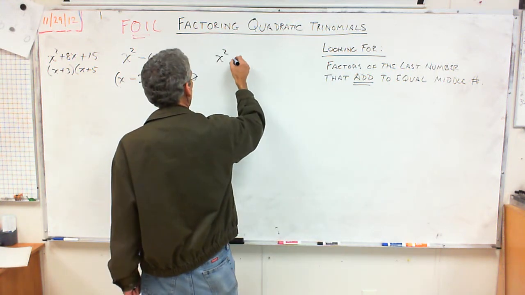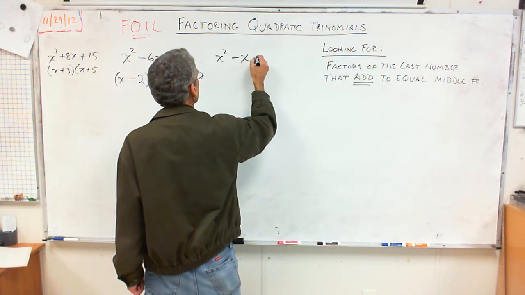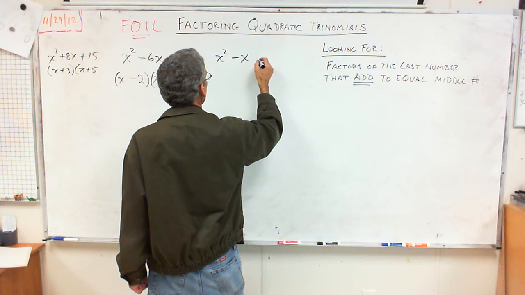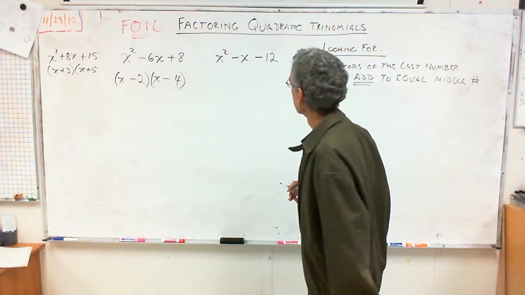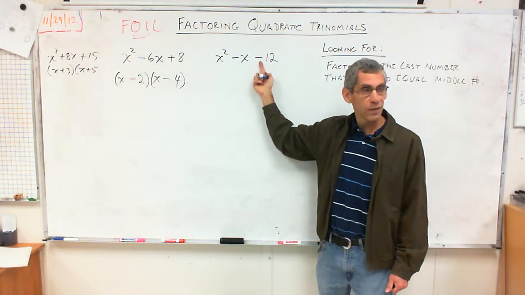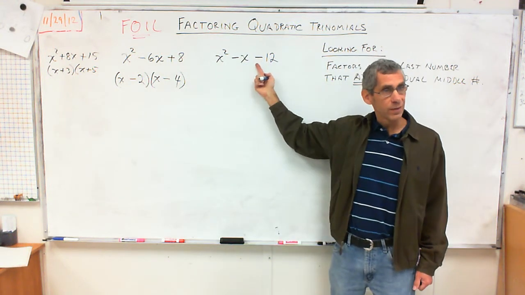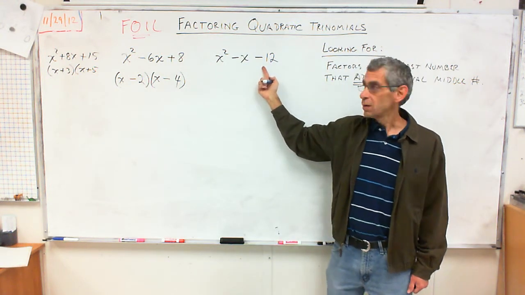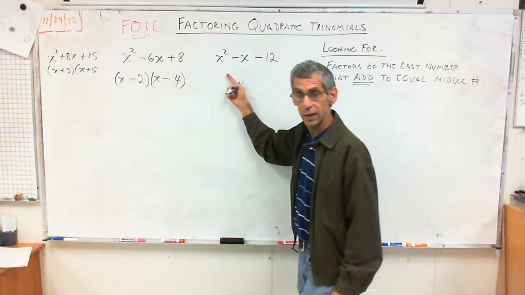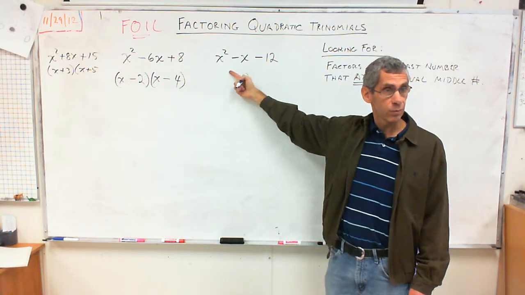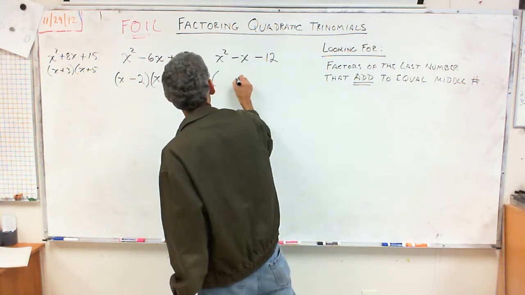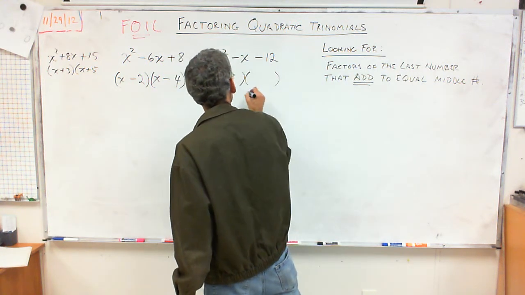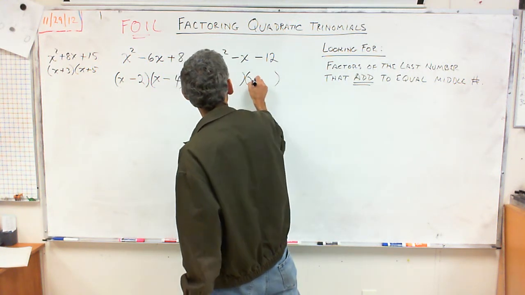Okay, x squared minus x minus 12. Now we have a negative in the last number. All right, so it's a trinomial, right? It's a quadratic trinomial. Quadratic, x squared, trinomial, 3 terms. I know I'm going to be able to try this. And I know it's going to be x and x.